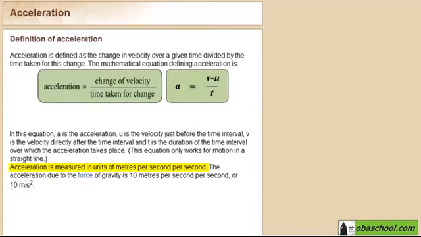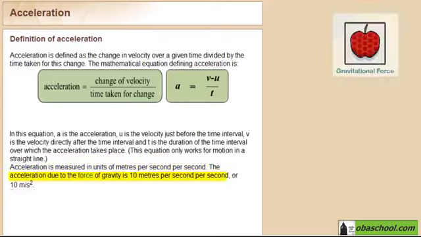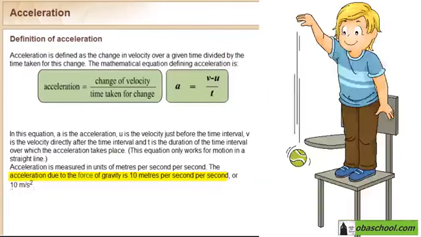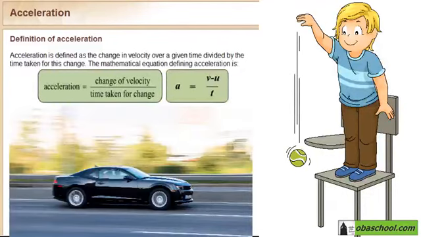The acceleration is measured in units of meters per second squared. The acceleration due to the force of gravity is 10 meters per second squared. This means that every second, a falling object travels 10 meters per second faster than in the previous second. So, after 3 seconds of falling, an object will be traveling at 30 meters per second. This is the same speed as a fast-moving car.